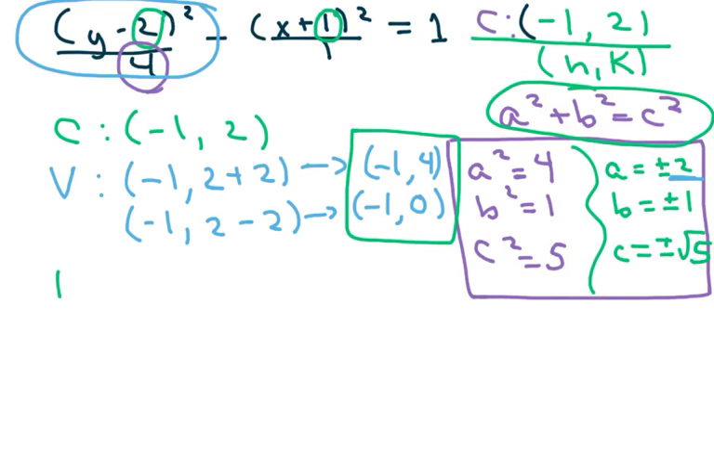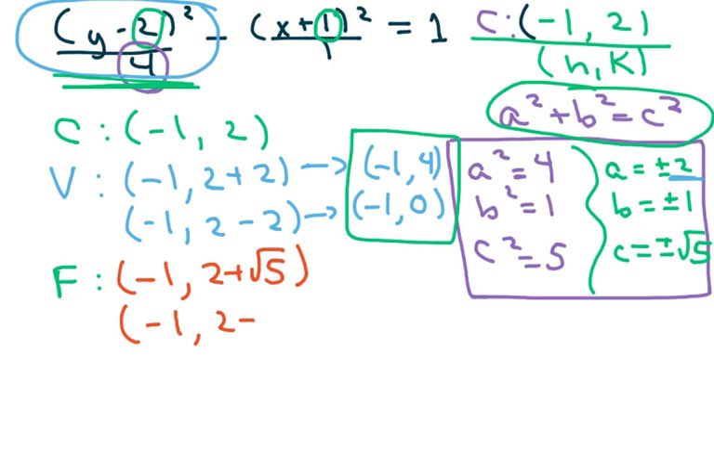And then your foci is still on the y here. So the foci are going to be -1, 2 plus the square root of 5, and -1, 2 minus the square root of 5. Remember, the square root of 5 is a little bigger than 2. And we have to have the slope of the asymptotes and all that. We're going to talk about that when we graph it.